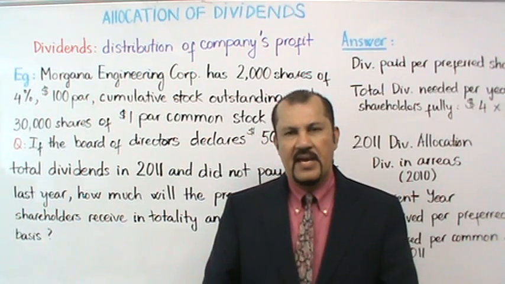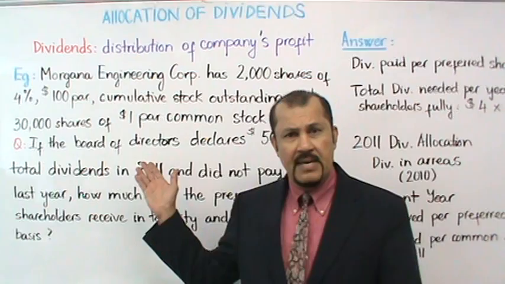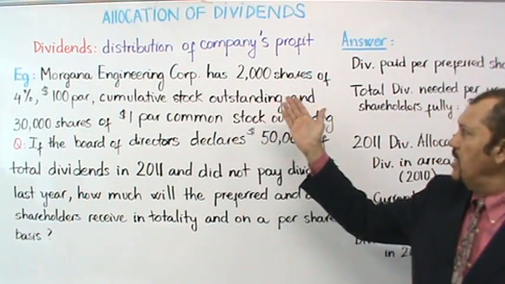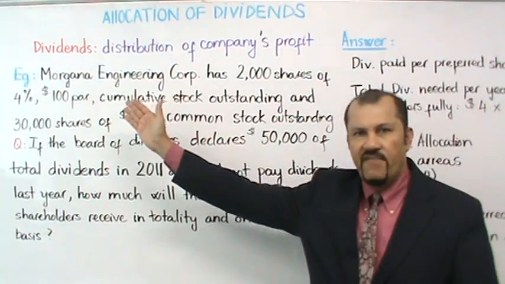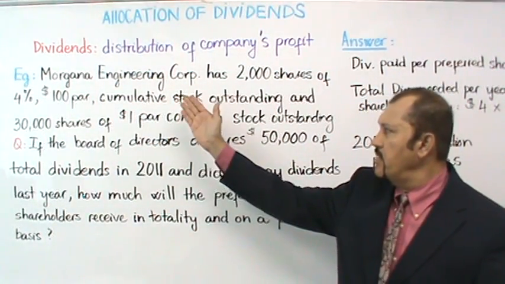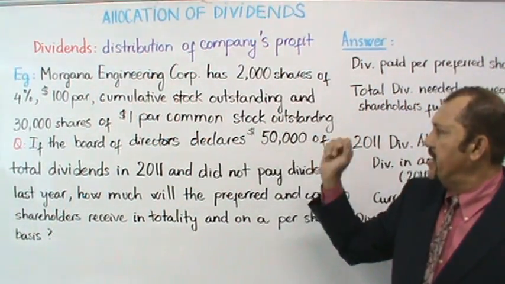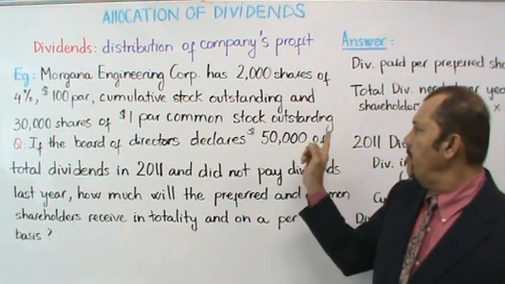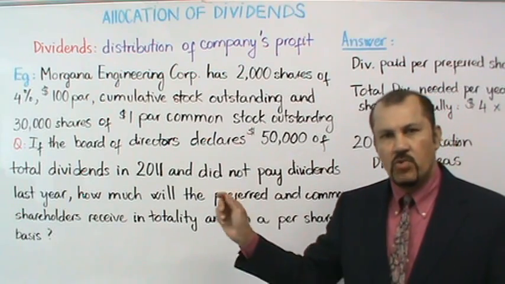So with that as a backdrop, let's look at the example that I have on the whiteboard behind me. Morgana Engineering Corporation has 2,000 shares of 4% $100 par cumulative preferred stock outstanding and 30,000 shares of $1 par common stock outstanding. Here's a question.